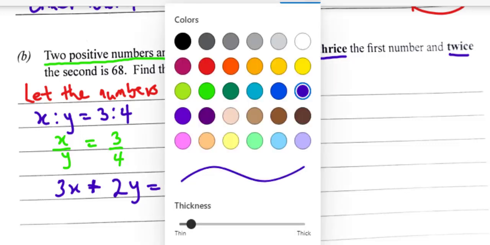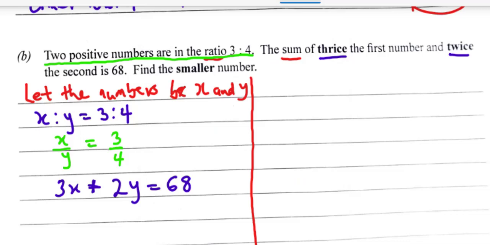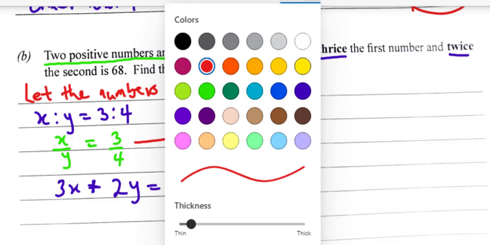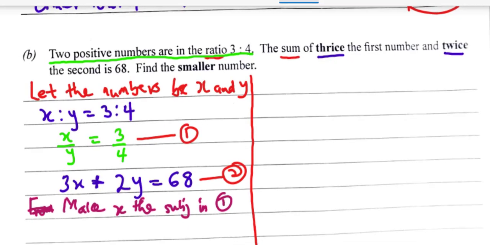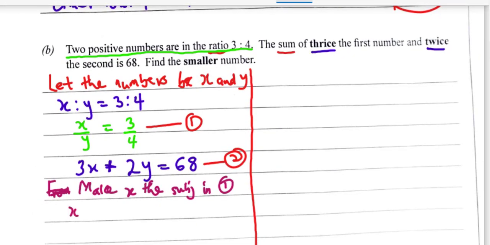So let me name my equations. I'm going to call this equation 1, and I'm going to call this equation 2. All right, so that is just simultaneous equations. I'm going to solve this by the method of substitution. So from equation 1, I'll make x the subject. In equation 1, I have x on y equals 3 on 4.